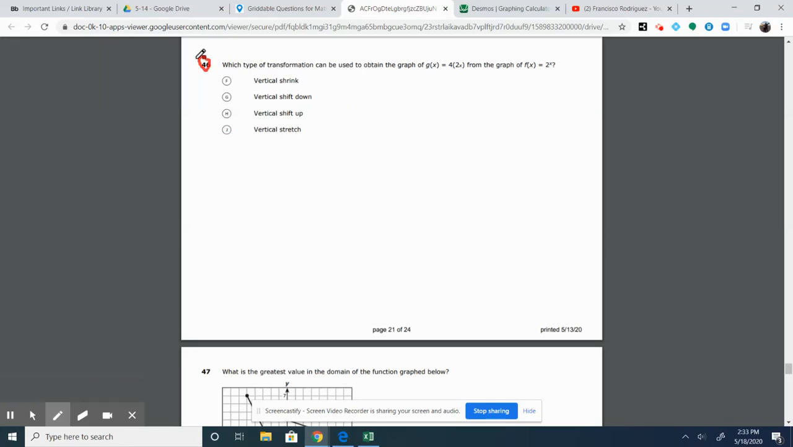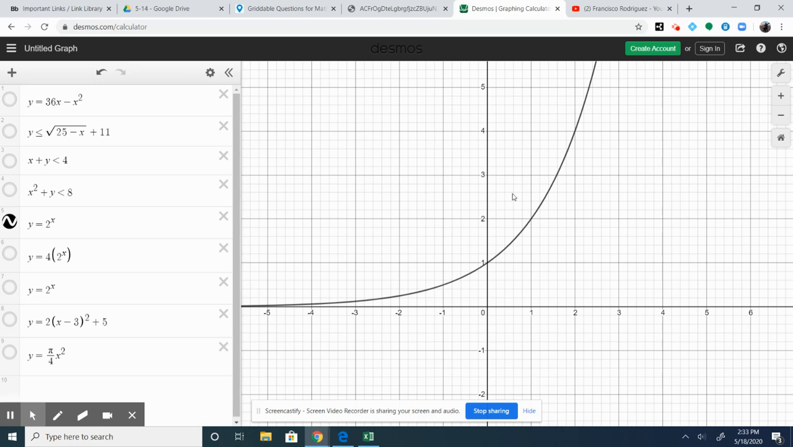So now looking at 46, it says, which type of transformation can be used to obtain the graph g of x equals 4 times 2 to the power of x from the graph of f of x equals 2 to the power of x. So 2 to the power of x, if you remember from an earlier question, is our parent function, which looks like this.